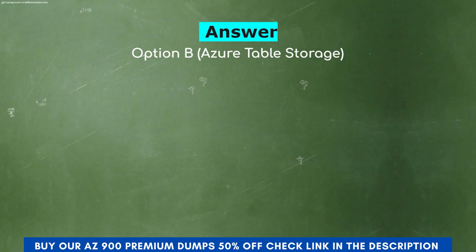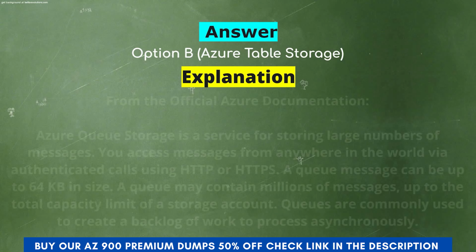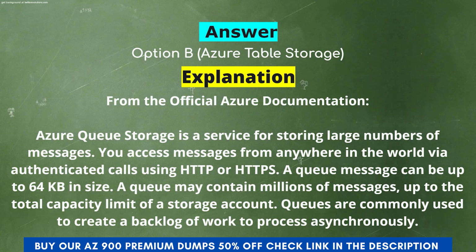Azure Table Storage. Explanation. Azure Queue Storage is a service for storing large numbers of messages. You access messages from anywhere in the world via authenticated calls using HTTP or HTTPS. A queue message can be up to 64 KB in size. A queue may contain millions of messages up to the total capacity limit of a storage account. Queues are commonly used to create a backlog of work to process asynchronously.